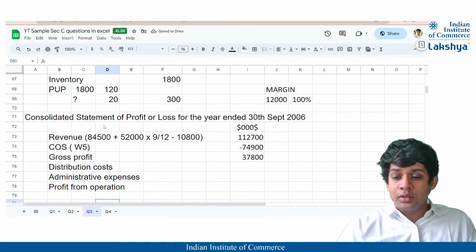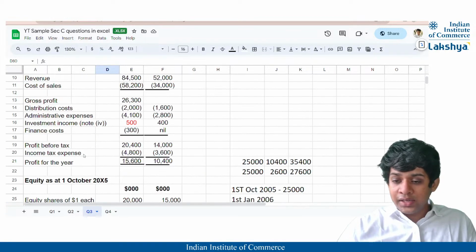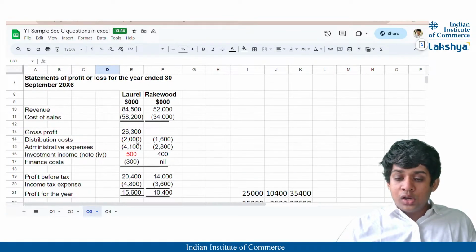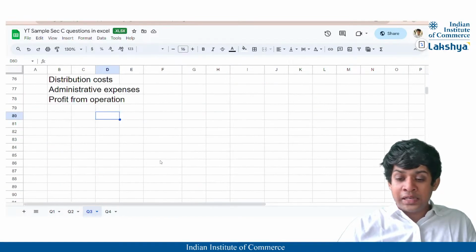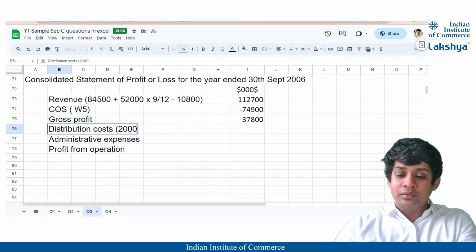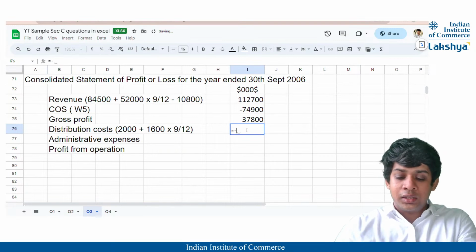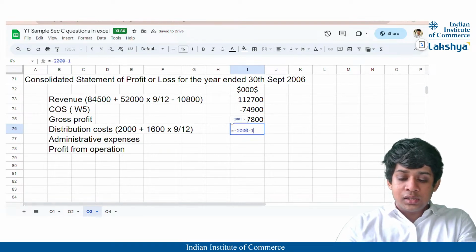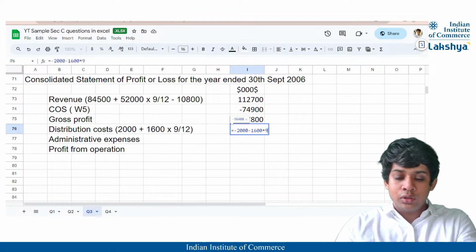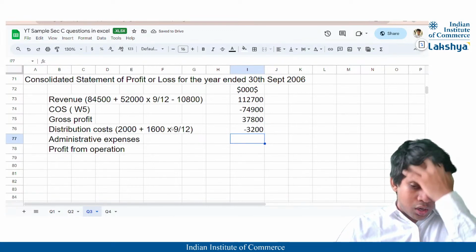Right? Profit from operation. So let us look at these values. Distribution cost is how much, guys? 2000 plus 1600 into 9 by 12, right? Don't forget that, please, because I forgot it once. So the value will be nothing but 2000 plus 1600 into 9 divided by 12, right? So it will be minus 3200.